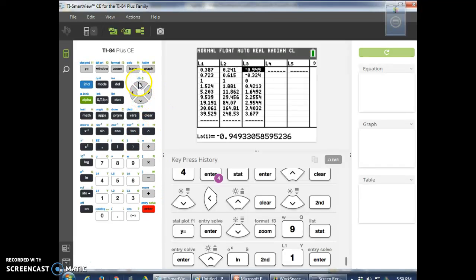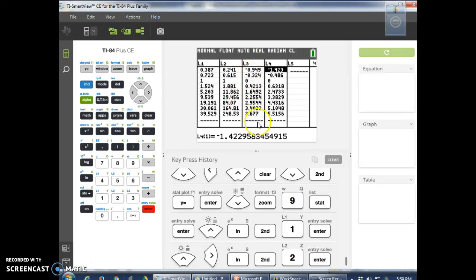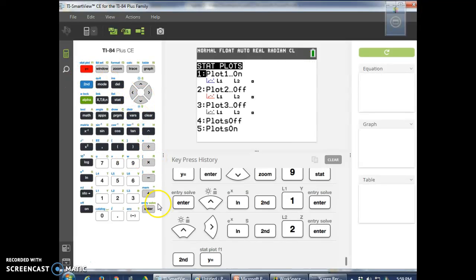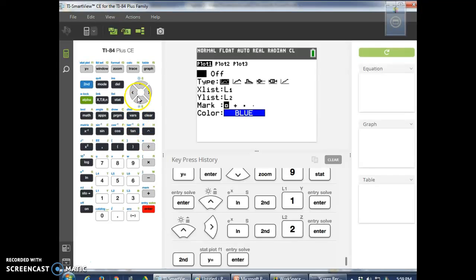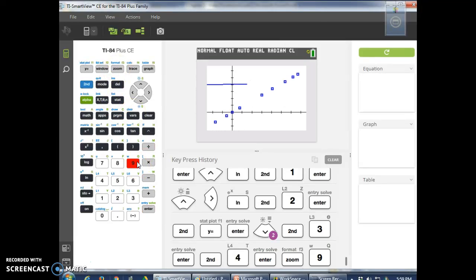And then I'm going to do the same thing in list 4, highlighting list 4, but I'm going to do the natural log of list 2. So now I'm going to be comparing the natural log of my x and my natural log of my y. So I'm going to generate a scatter plot real quick for that. So this will be list 3 versus list 4. And then let's see what that looks like.